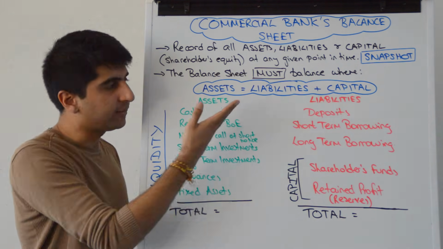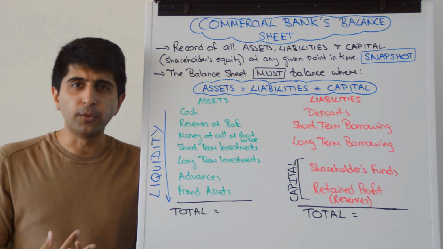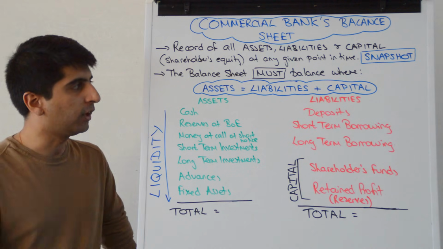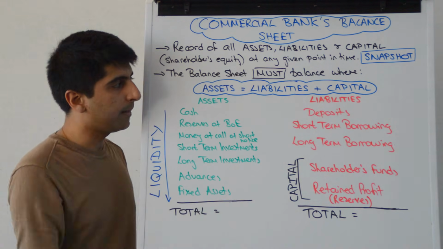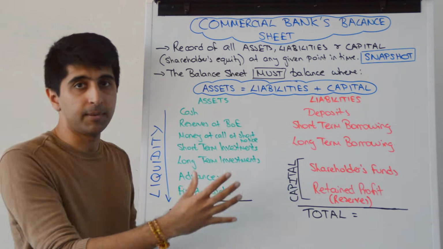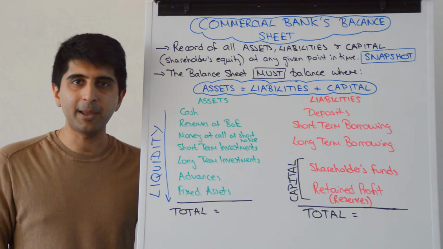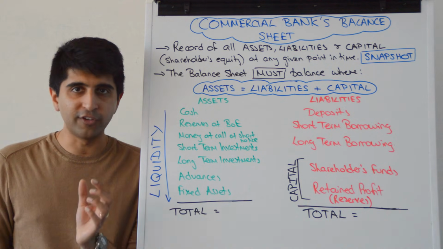Because if liabilities is more than assets, it means what the bank owes is more than what the bank owns. And that's not a sustainable position at all. That is how a bank can fail. So assets must equal liabilities plus capital. Let's look down and see in more detail what assets and liabilities there will be on a commercial bank's balance sheet. Well, if we look at assets, I've written them down here, the major assets in order of liquidity.